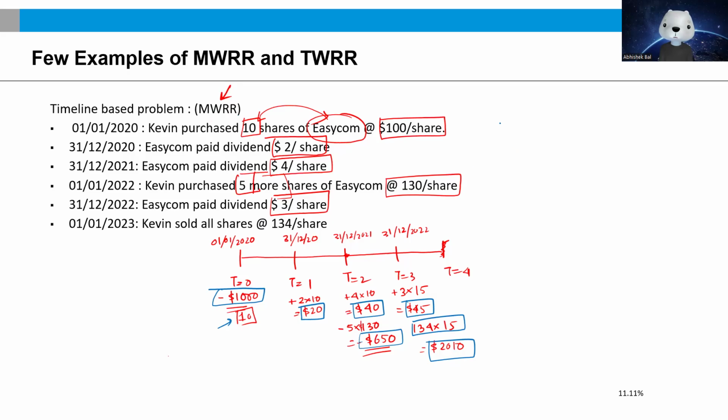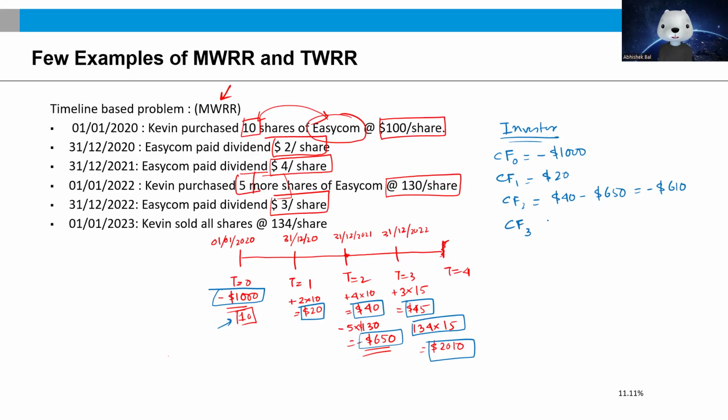Now, who is Kevin? First and foremost, Kevin is an investor. We have already got the cash flows. Now let's just summarize them. So we have cash flow 0 is equal to minus 1,000. Cash flow 1 is going to be $20. Cash flow 2 is going to be $40 minus $650, which means a net outflow of $610.